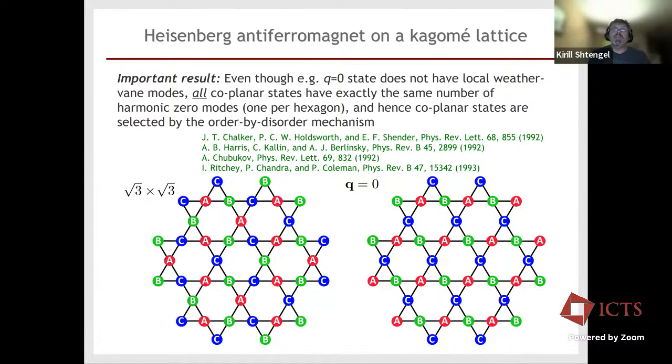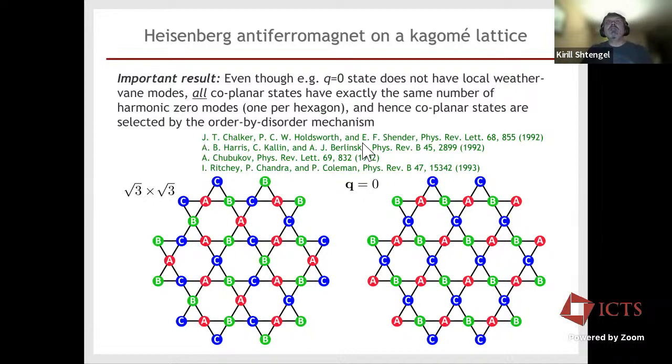But the important thing is that the coplanar states are beneficial from the point of view of the excitations, compared to the states where you allow spins to point out of plane in various random ways. So there are still ground states where the spins don't lie in the same plane. But the important piece of physics is that the coplanar states win.